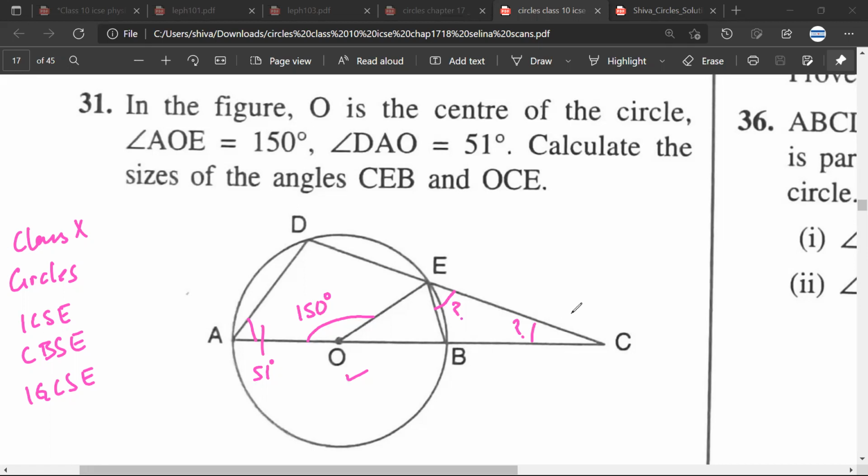Mr. Siva. So first of all, angle EOB would be 30 degrees. OE and OB are radii, so therefore you would have two equal angles, each 75 degrees.